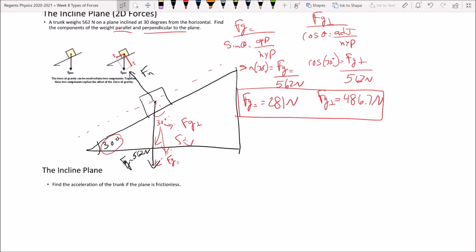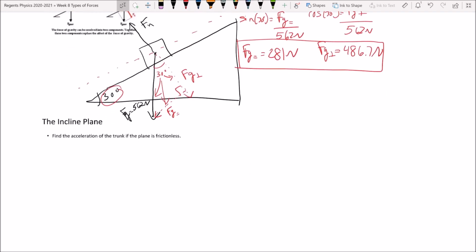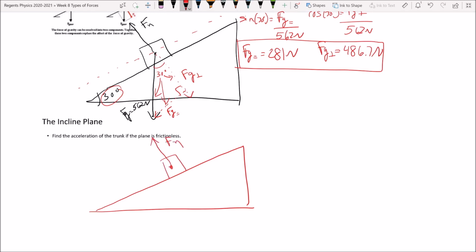All right, so I'm going to redraw my plane here. Here's my plane, here's my object. I know I have a normal force, Fn, which points up. And instead of drawing the force of gravity pointing down, I'm going to draw its components. I have a component that points this way, Fg perpendicular, which we said has a value of 486.7 newtons. And then I have a force of gravity that points parallel to the plane, Fg parallel, which we said was 281 newtons.